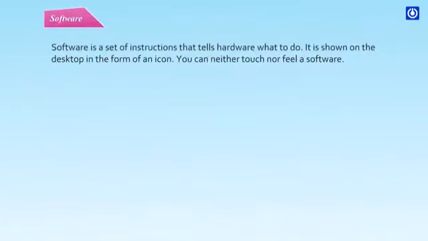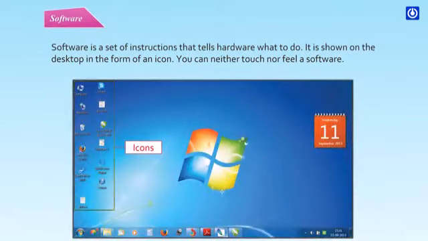Software. Software is a set of instructions that tells hardware what to do. It is shown on the desktop in the form of an icon. You can neither touch nor feel a software.